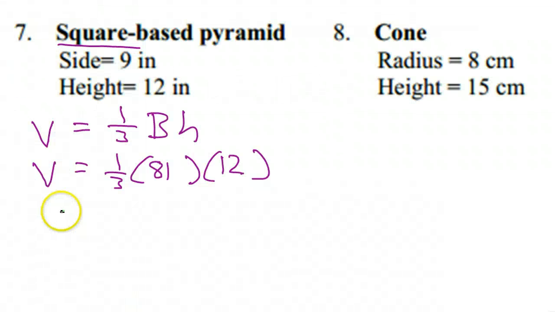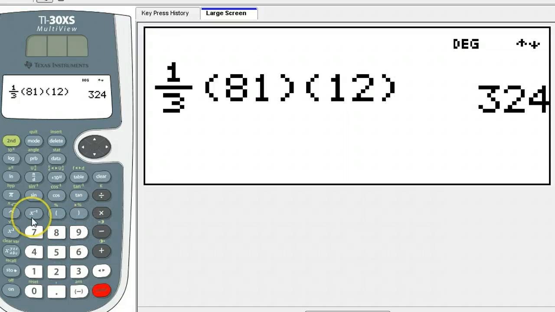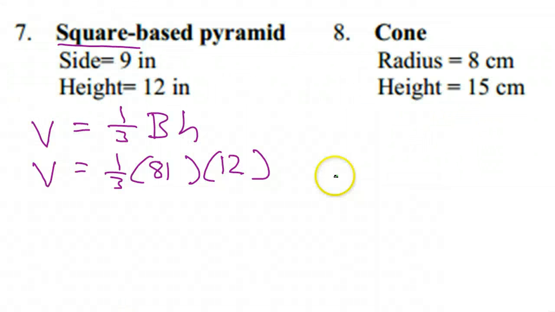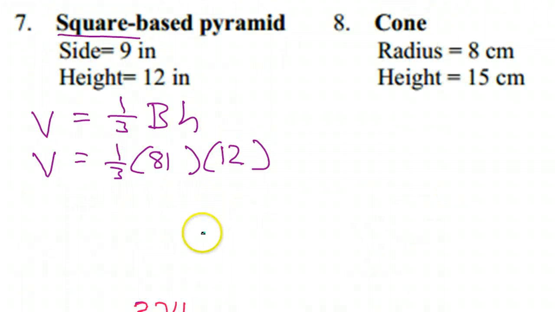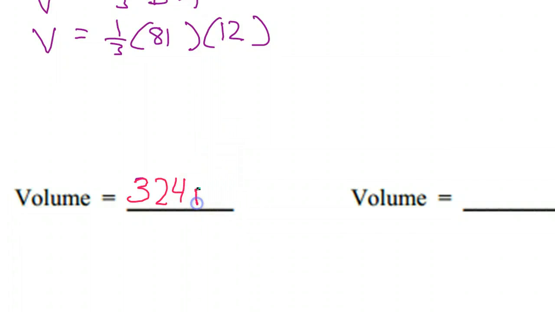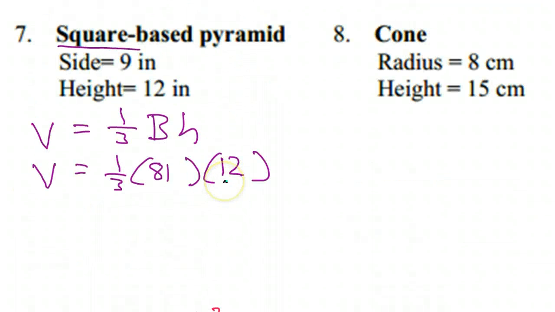Was it 12? Yeah. So that's 324. The length unit is inches, so this will be cubic inches. And that is your answer for number 7.